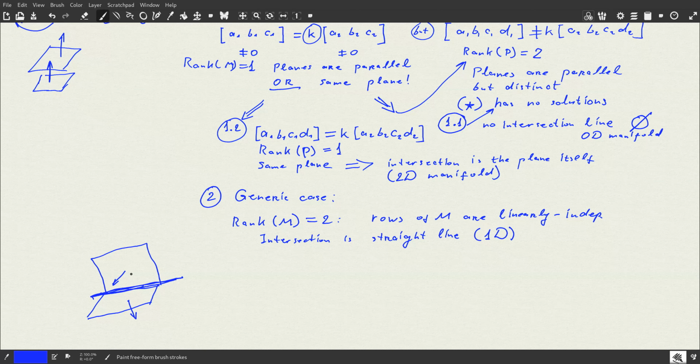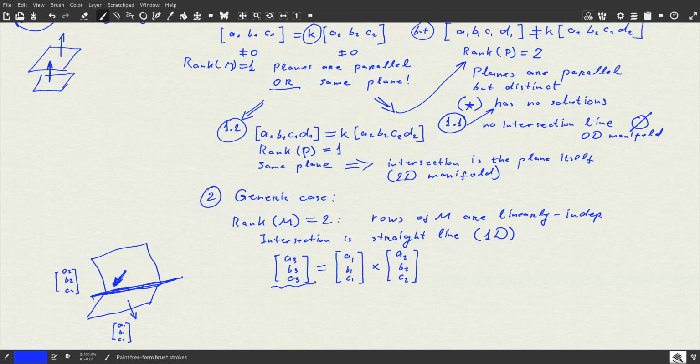So basically, if we have, for example, this vector is, let's say, A2, B2, C2, and this one is A1, B1, C1, and we construct the vector product A3, B3, C3, which is a cross product of A1, B1, C1 times A2, B2, C2, then indeed this vector product must be pointing along the intersecting line.